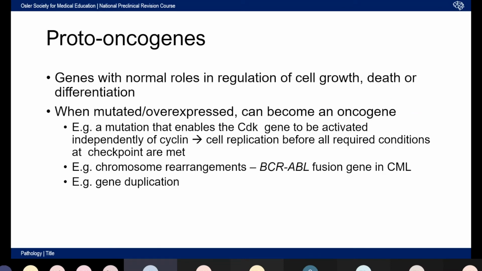So proto-oncogenes are normal genes that encode positive cell cycle regulators, so have a role in the regulation of cell growth, death, or differentiation. And when a proto-oncogene mutates or is overexpressed, it can become an oncogene and drive tumor development. So for example, a mutation in a cyclin-dependent kinase, which are protein kinases involved in regulating the cell cycle, could lead to the cell cycle completing and cell replication before all required conditions of the checkpoint are met. And this then means the cell cycle is dysregulated, which can lead to the development of cancer.